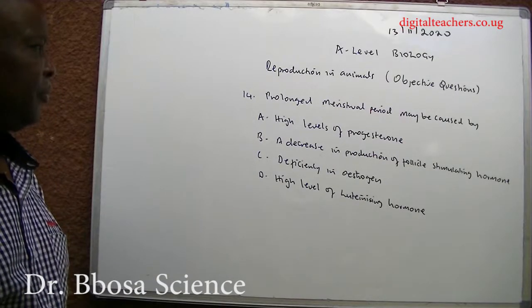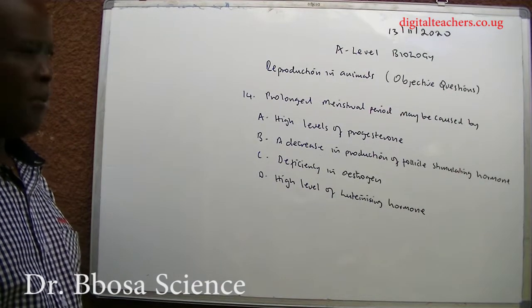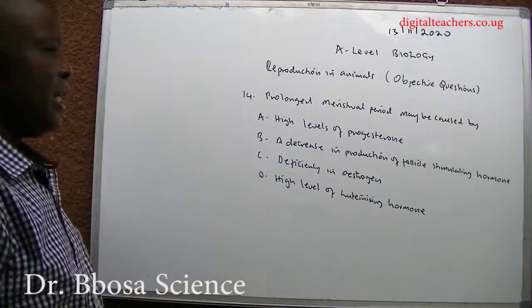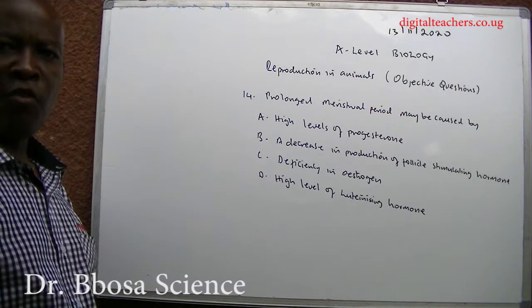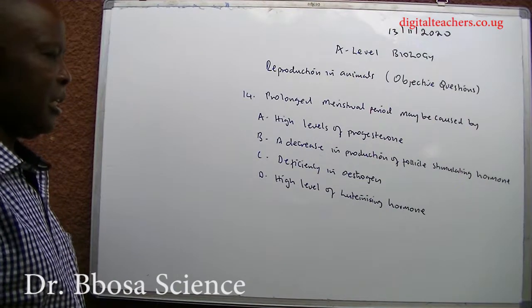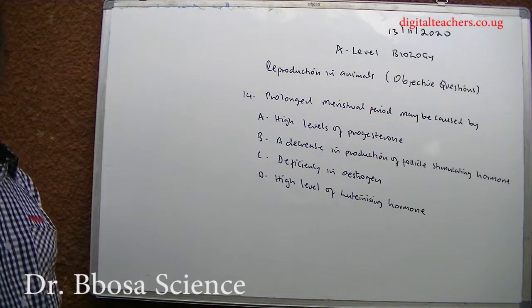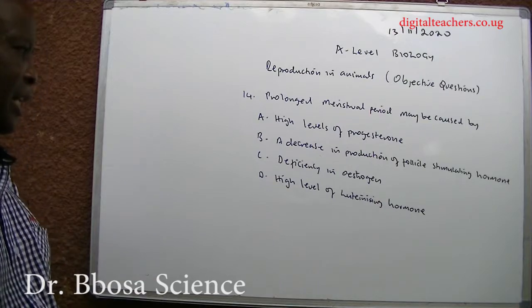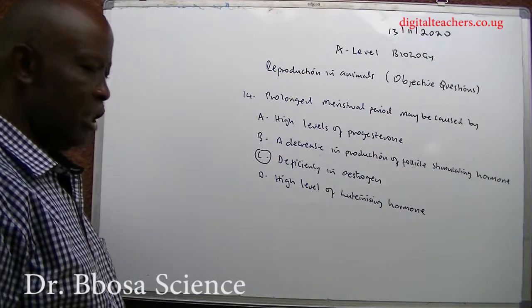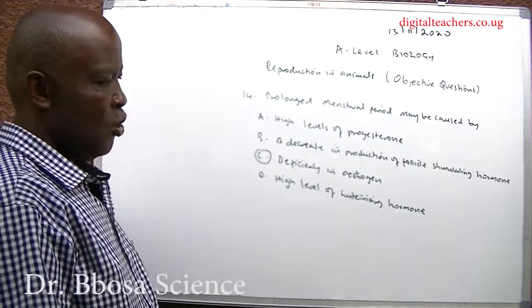Number 14. Prolonged menstrual period may be caused by A. High level of progesterone. B. A decrease in production of follicle stimulating hormone. C. Deficiency in estrogen. D. High level of luteinizing hormone. You can pause and answer. The answer is C. Deficiency of estrogen, which would otherwise repair the uterine walls.